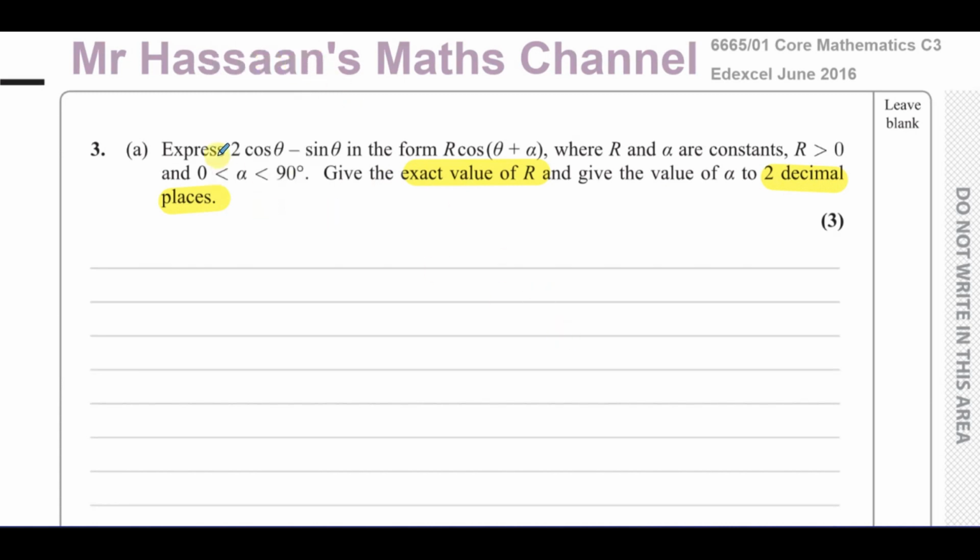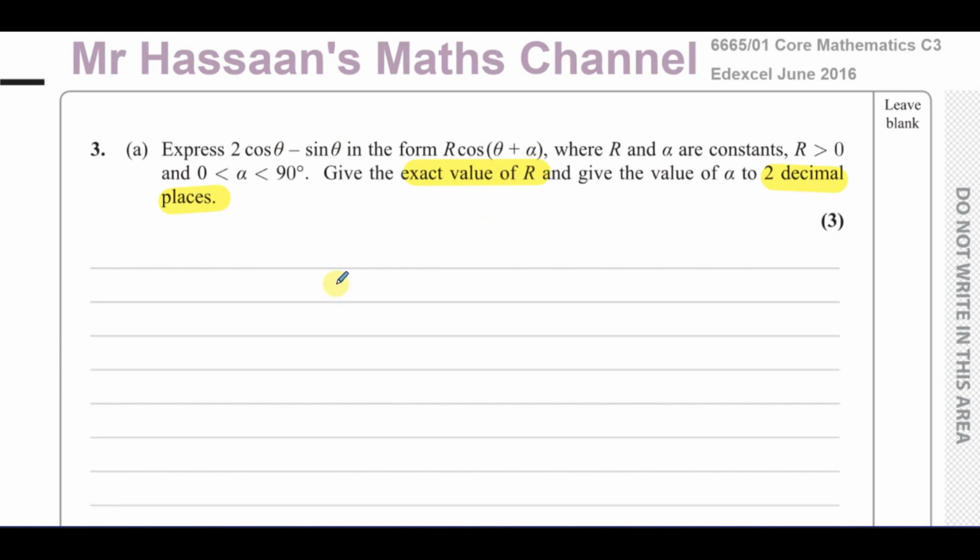Now we want to express this in terms of this form, and that will help us in many different ways. If we want to solve equations involving something like this, or we want to sketch a graph that looks like this, writing in this form will help us to do so. So how do we write something like this in this form?